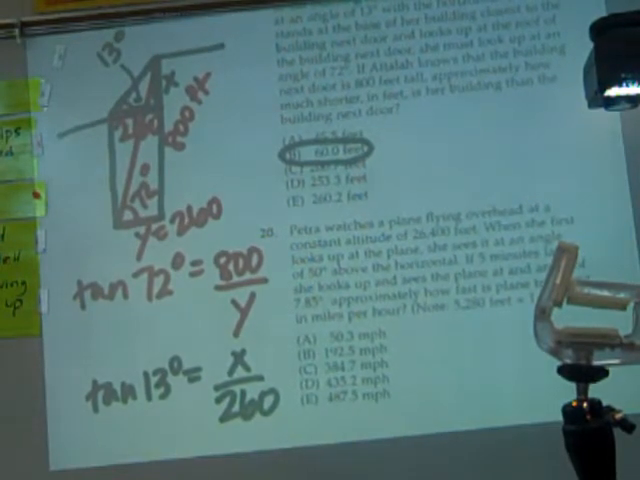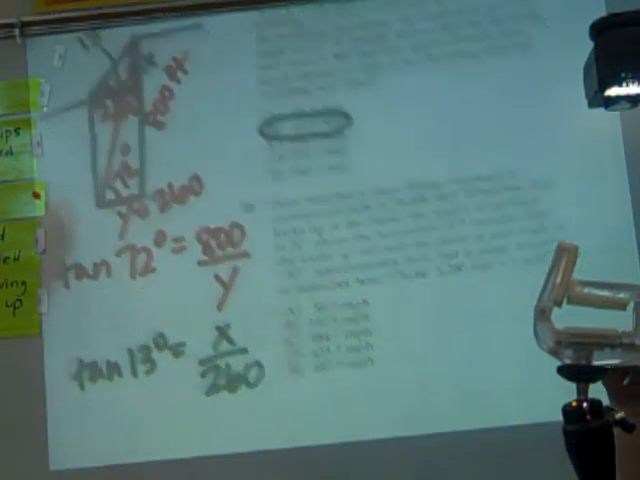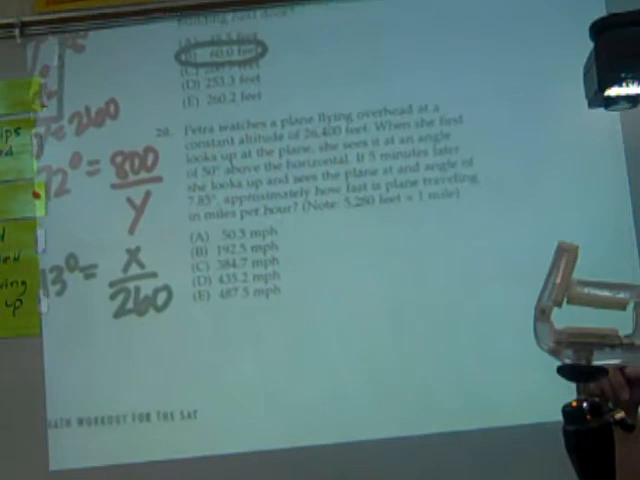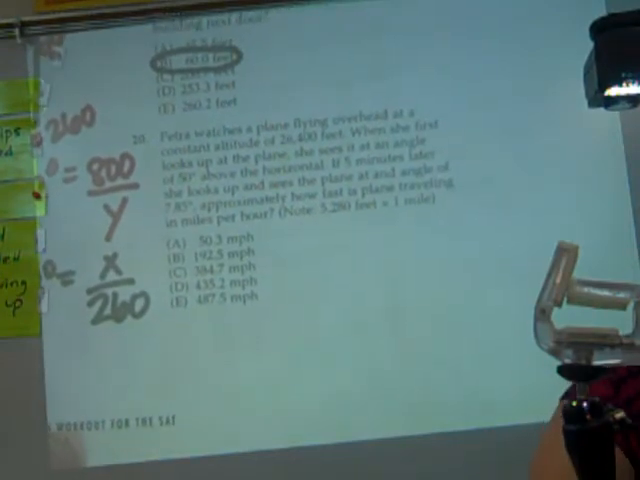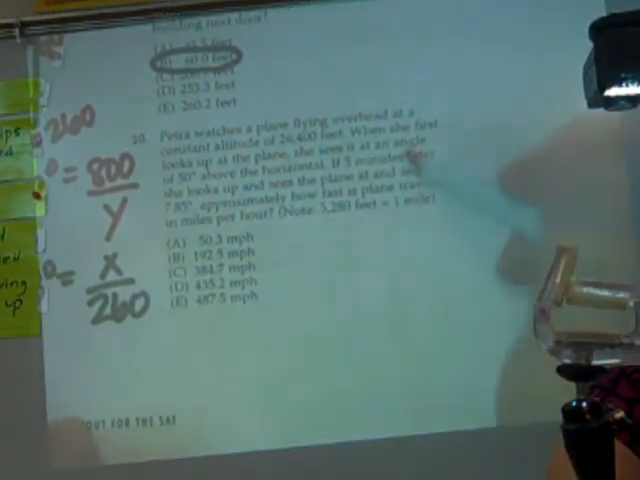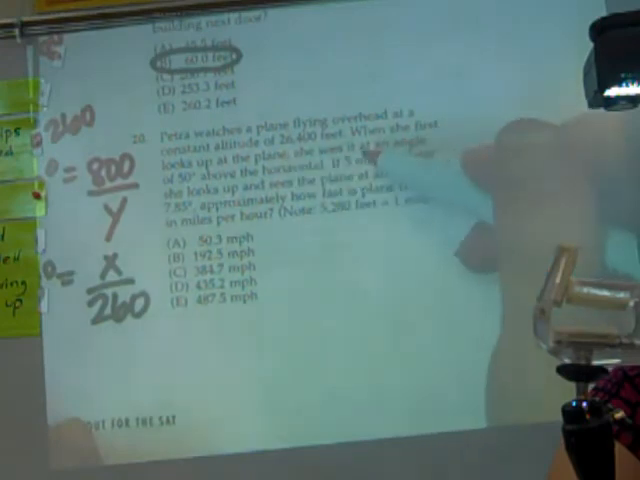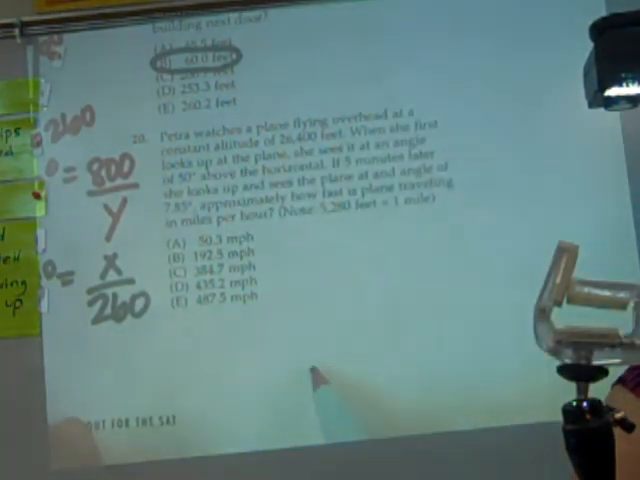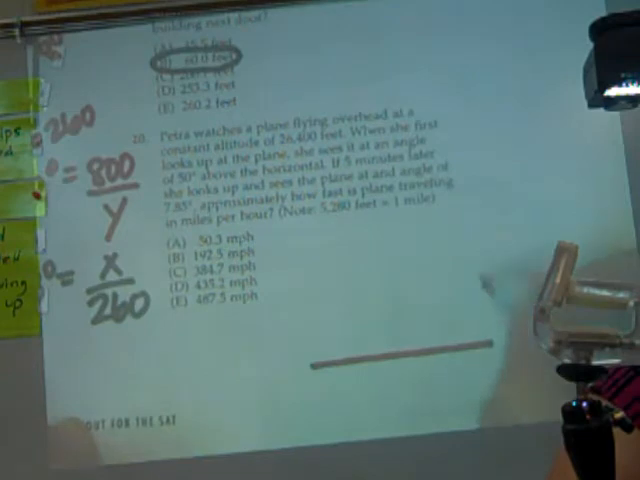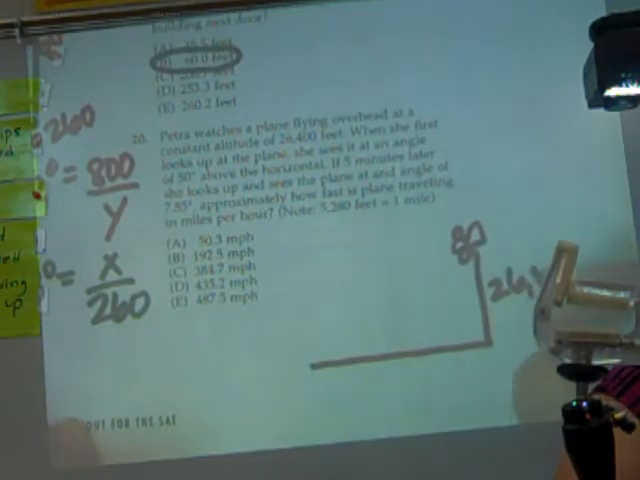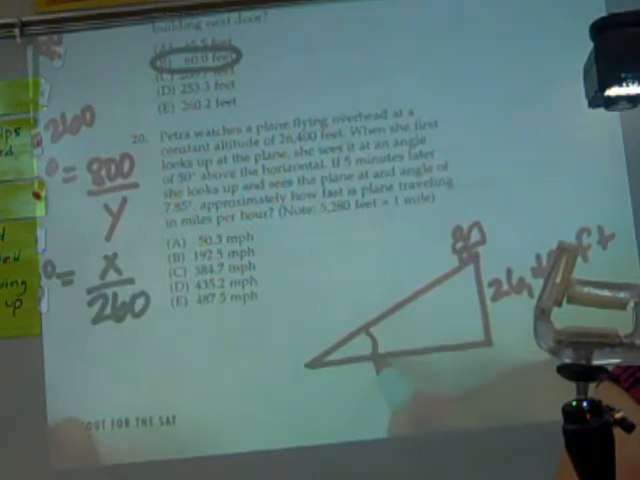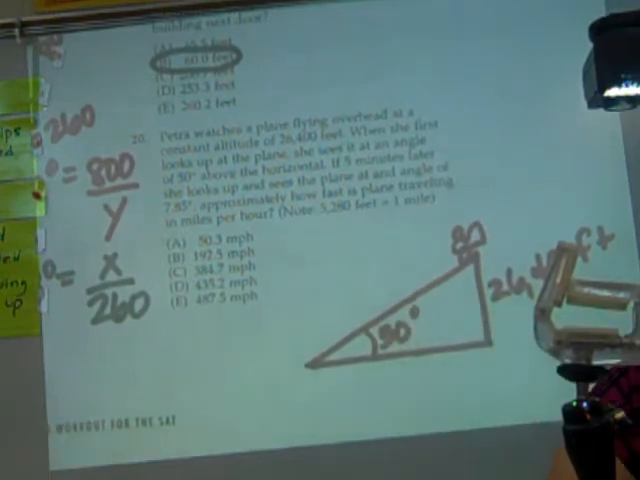All right. And the last one, another name. Petra watches a plane flying overhead at a constant altitude of 26,400 feet. When she first looks up at the plane, she sees it at an angle of 50 degrees above the horizontal. So here's the airplane when she first spots it. It's 26,400 feet above the ground. She has to look up at an angle of 50 degrees to see it.